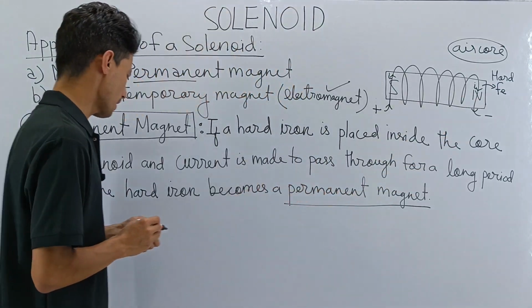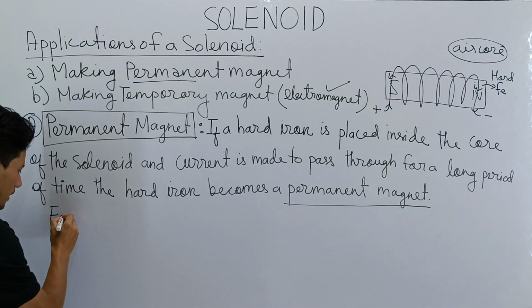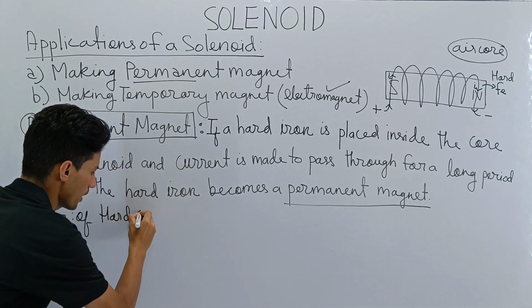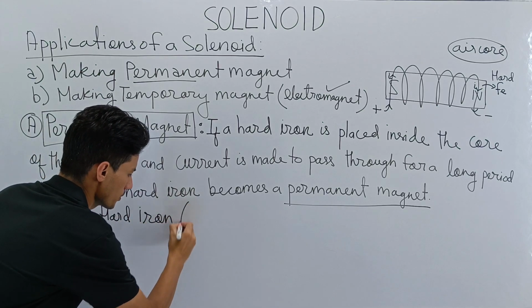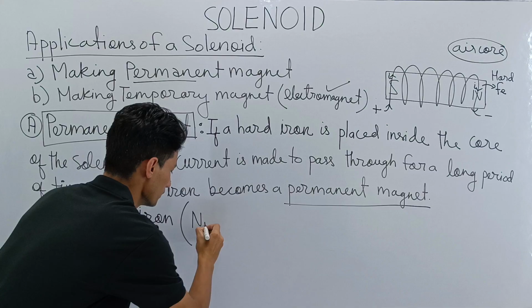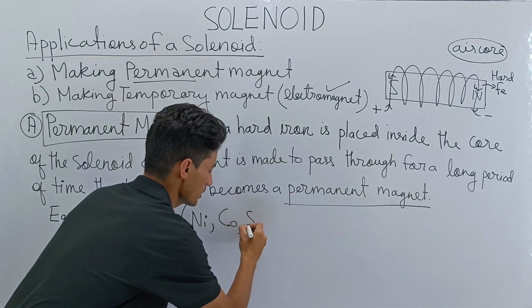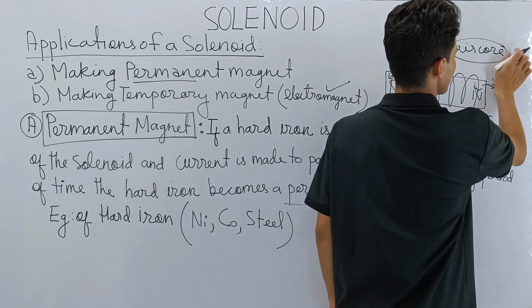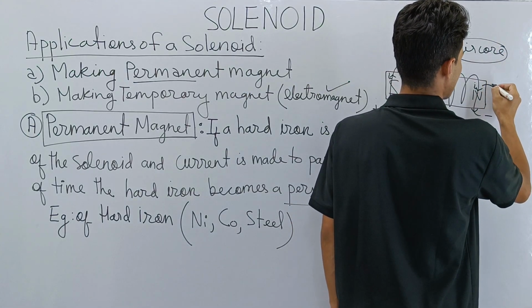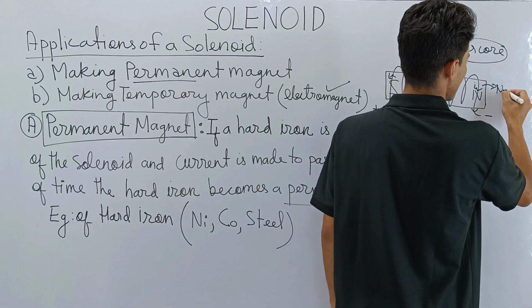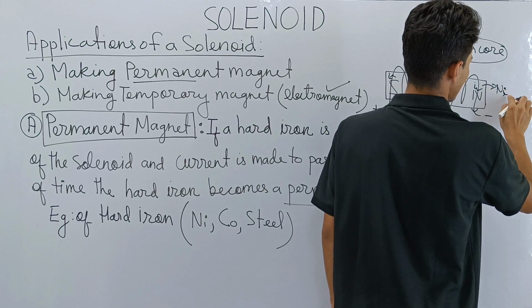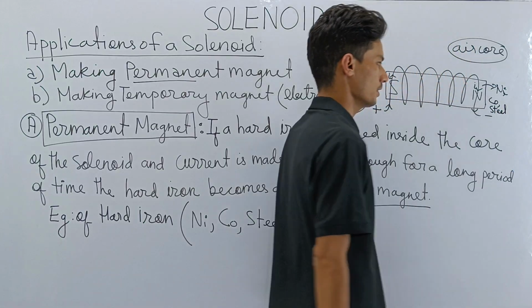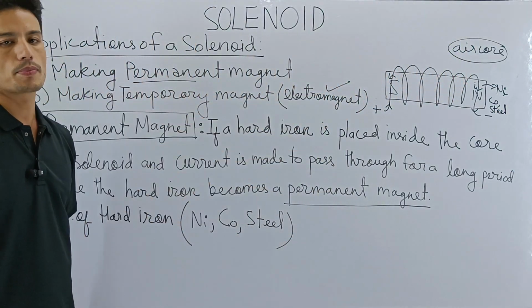Now, examples of hard iron. What are these hard iron? Examples of hard iron are nickel, cobalt, and steel. So if this is made of nickel, or it's made of cobalt, or it's made of steel, then this will give us a permanent magnet.